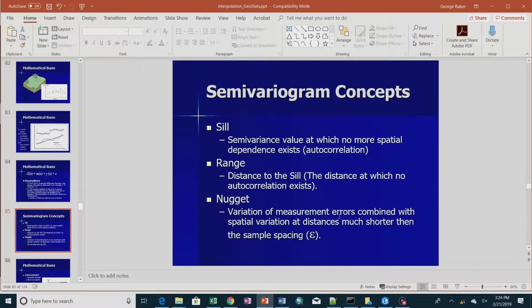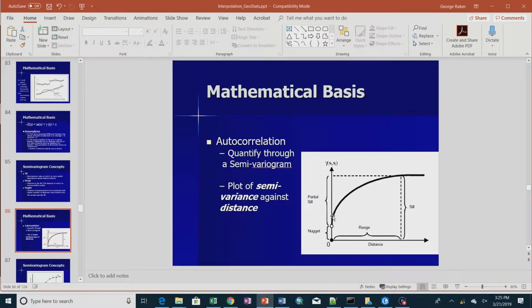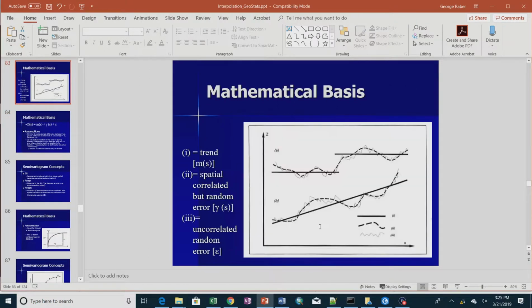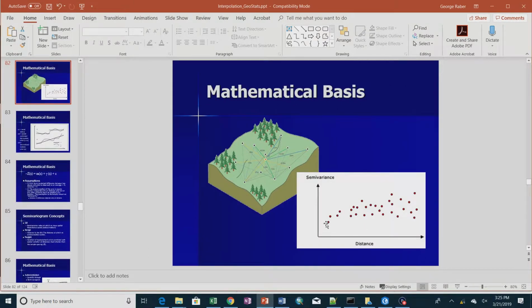And then the nugget is the variation of the measurement errors combined with a spatial variation at a distance much shorter than the sampling space. Maybe I have a diagram on that. Okay. So in other words, the nugget is saying that you don't have any points that are closer than the nugget, because it eventually drops off. So our nugget is this distance right here, because that's this height right here.